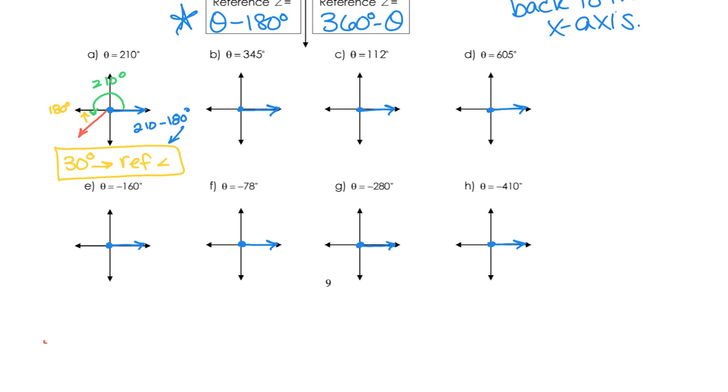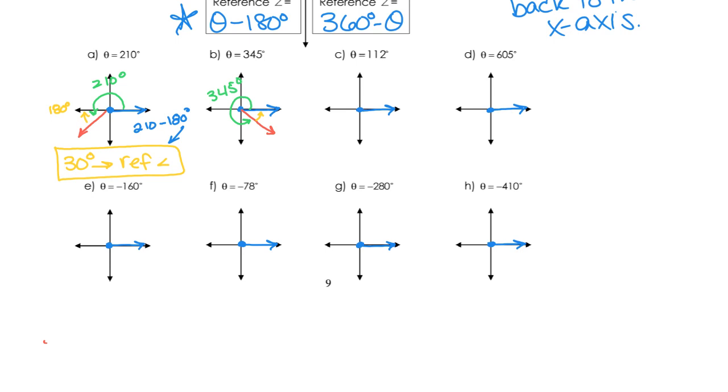Part B, we have 345 degrees. So we have 90, 180, 270, 360. It's somewhere down here, so that if I traveled up and around, that would be 345 degrees. Now, because they want the reference angle, it's the quickest way back to the x-axis. You can either go to the positive side of the x-axis or the negative, but remember you want it to be the quickest. So all I have to do is travel a few more degrees up and I would be right back on the positive side of the x-axis.